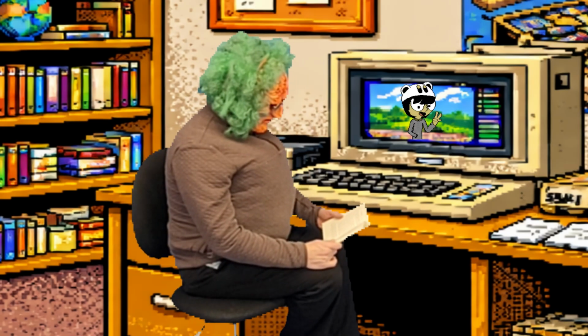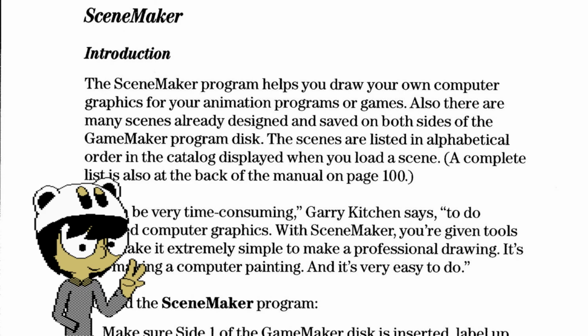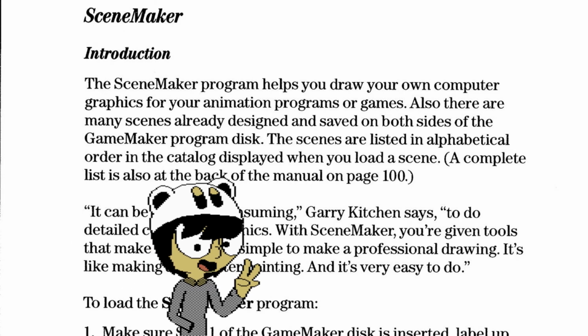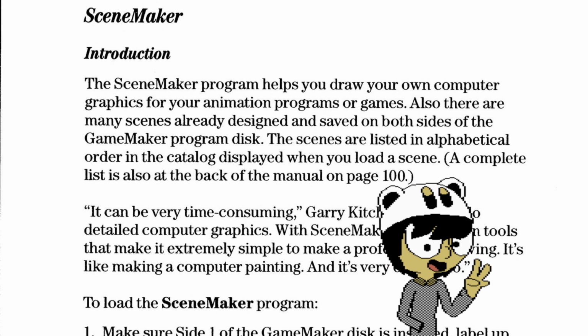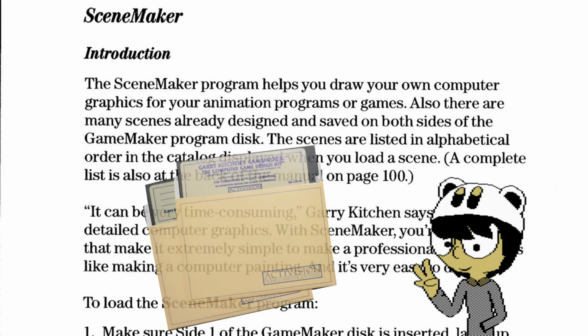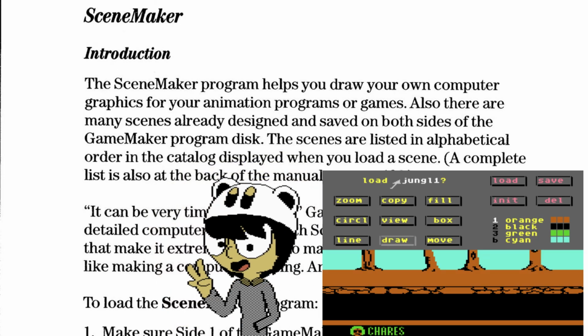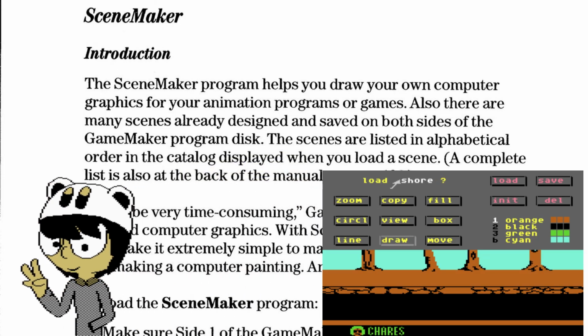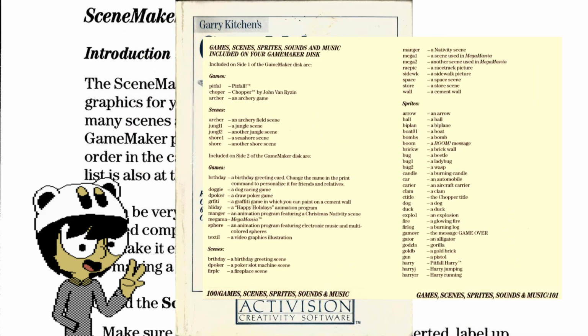Okay, let's get going. Chapter 3, Scene Maker. Introduction. The Scene Maker program helps you draw your own computer graphics for your animation programs or games. Also, there are many scenes already designed and saved on both sides of the Game Maker program disk. The scenes are listed in alphabetical order in the catalog displayed when you load a scene. A complete list is also at the back of the manual on page 100.